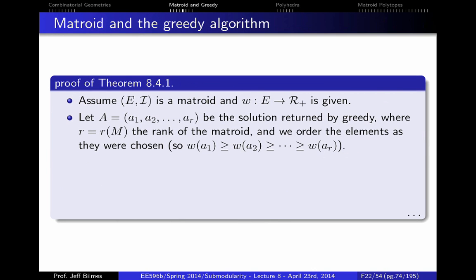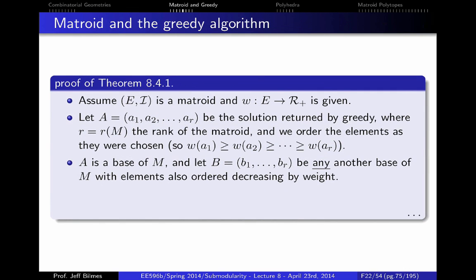So let's say we've got a matroid, and let's say that this set A1 through AR is the solution returned by greedy, and R is the rank of the matroid. So we're going to choose R elements, and we're going to order the elements. This is a construct that we're going to use a lot soon, particularly when we define things like the Lovász extension, where we order them in decreasing order by weight: w(A1) through w(AR). So A is a base, the one returned by greedy.